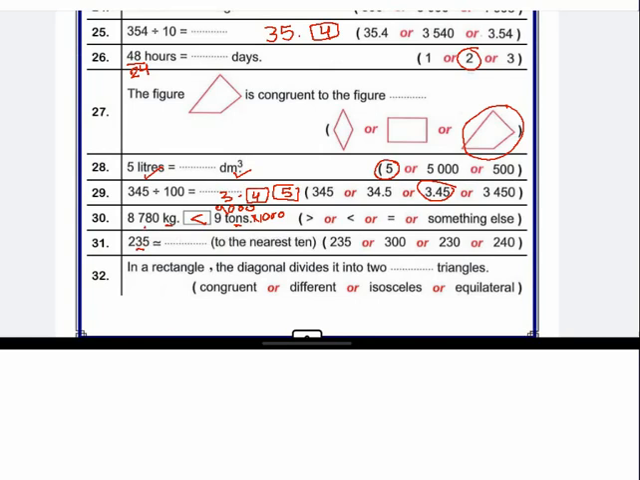This number to the nearest tens, where is the tens place? 3, put a line and here an arrow. Yes, so 5 is reached. Give 1 to 3, it will be 4, so it will be 240.